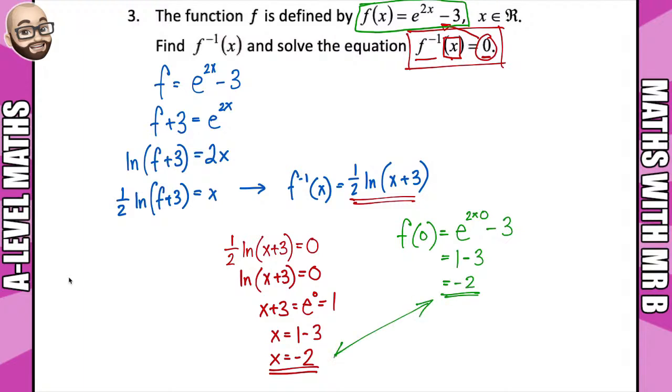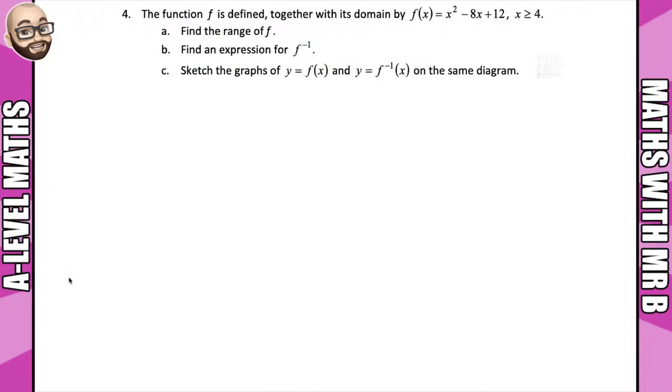Both answers are the same, and it wouldn't matter which way of doing that question to get the right answer. I suppose it all would depend on how awkward both this function here is and what the original one was. So here's the final example we're going to do. We have a function which is x squared minus 8x plus 12, where x is either equal to 4 or greater than 4. We need to find the range, find an inverse expression, and then sketch them both on the same diagram.